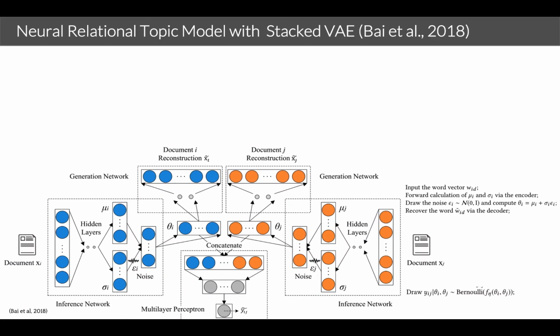Let's look at the full model introduced by et al. in the 2018 article, Neural Relational Topic Model with a stacked variational autoencoder. Previous neural topic models were using a one-layer variational autoencoder. The model presented here utilized a multi-layer autoencoder, which captures pairwise interaction among topics. Variational autoencoders are deployed to learn latent topics for two documents.